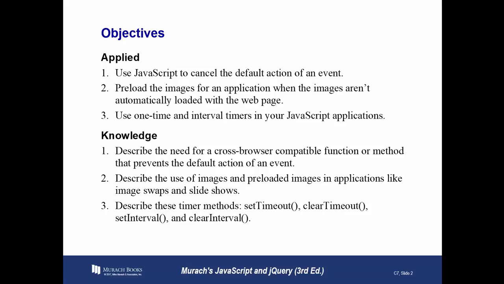All right. Second, preload images for an application when the images aren't automatically loaded with the web page. 3, use one-time and interval timers in your JavaScript applications. Those are our 3 applied. Our 3 knowledge objectives: describe the need for cross-browser compatible functionality or methods that prevent the default action of an event. Describe the use of images and preloaded images in applications like image swaps and slideshows. Describe the setTimeout, clearTimeout, setInterval, and clearInterval timer methods.